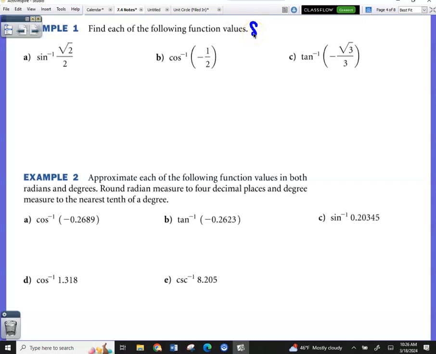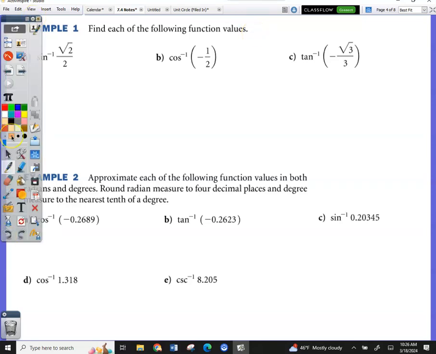Sine means pull which one? Y. Cosine means which one? X. And tangent means which one? Y over X. That's something you've got to remember.